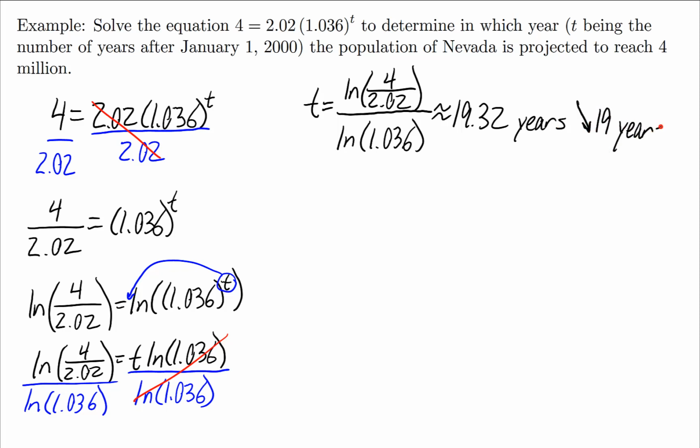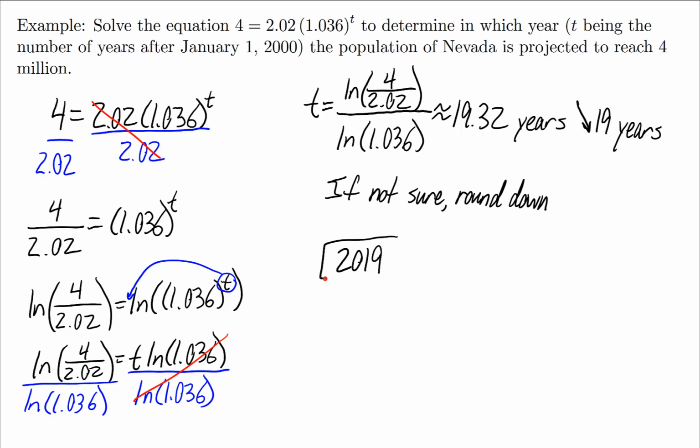And again, I'm rounding down regardless of whether my rounding rules would say to do so. In general, if you're not sure, round down. With that said, 2019 was the year that the population would have been projected to be 4 million. This would be an interesting fact to look up, because at the time of this recording, this is way past 2019.